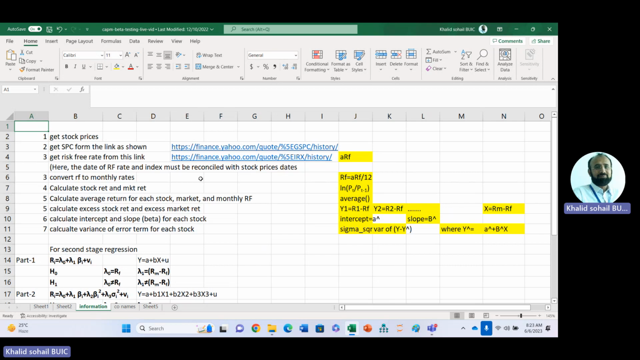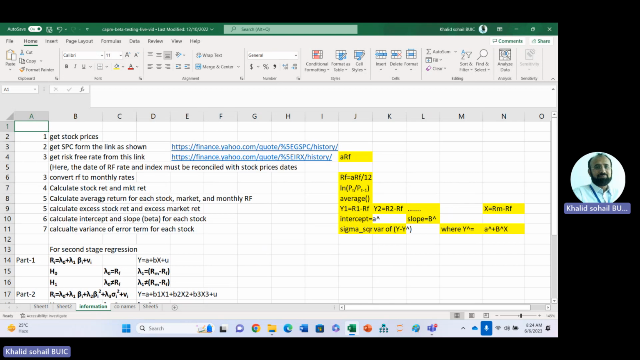Now, as you know, all the index data and risk-free rate should be reconciled with the dates of the stock prices. Then, as usually the risk-free rate is on an annual basis, we should convert the risk-free rate into a monthly rate by dividing it by 12. Then first of all, we calculate stock return as well as index return or market return with the help of the log formula, or you can use any other, like the ending minus beginning divided by beginning formula as well.